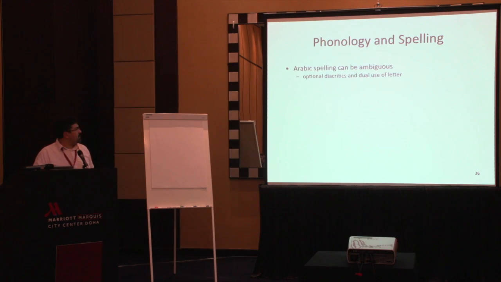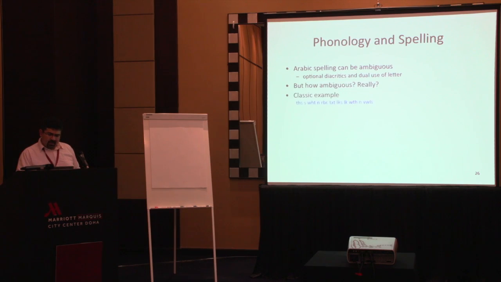Okay, so Arabic spelling can be ambiguous, as I said, mostly because of the diacritics, but how ambiguous? Classically you find things like this, and this is an example that I saw in a book on Hebrew, not on Arabic, but it applies exactly the same, because Hebrew also uses diacritics to write its short vowels. And they say, so text would look like this, can you read this? Anybody?